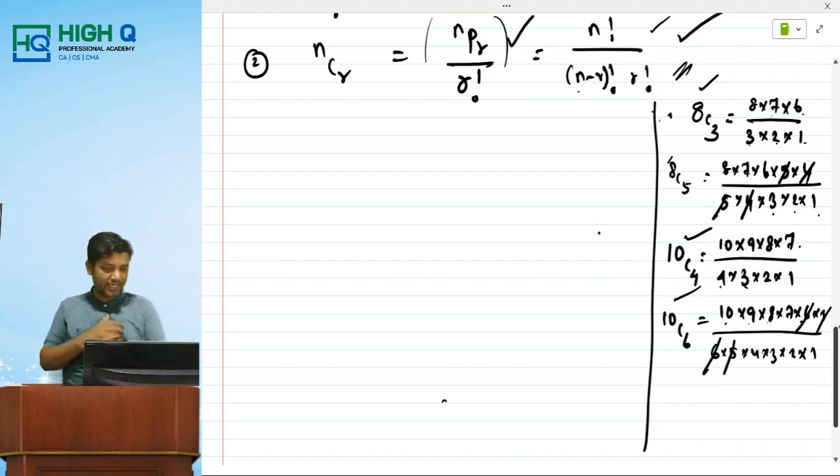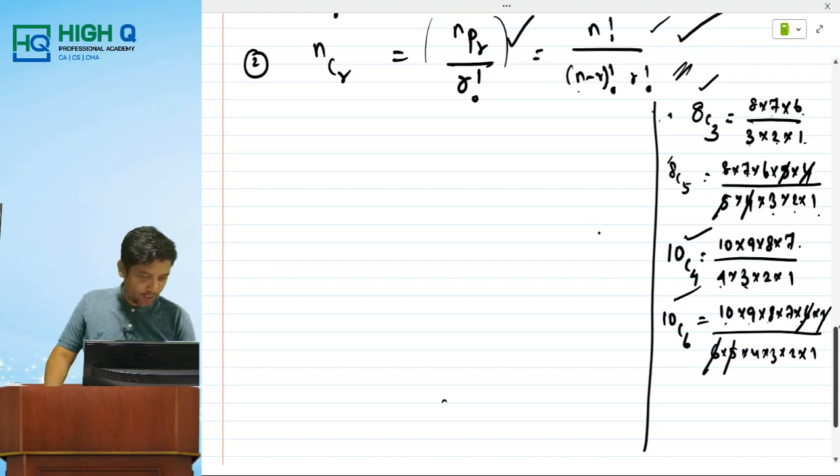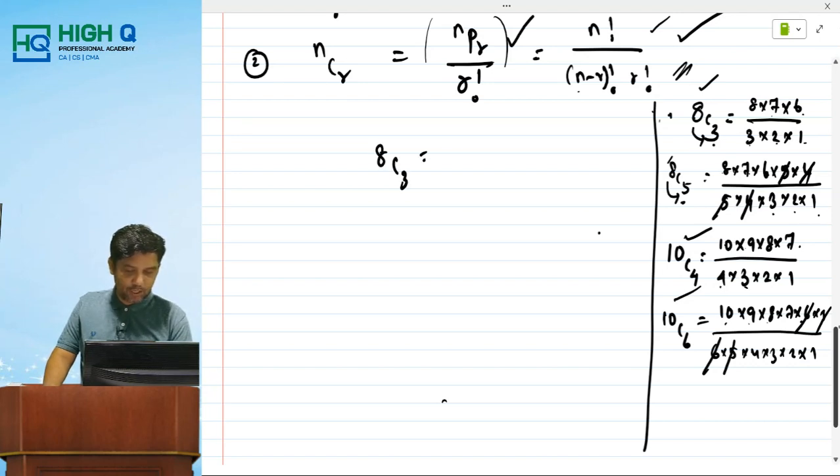For example, sir, is there any relation? Yes, of course. What is the relation between 8 and 3? What is 8 minus 3? 5. That 5 is here. What is 8 minus 5? 3. Correct? 8C3 is equal to 8C5. Same way, 10C4 is equal to 10C6.